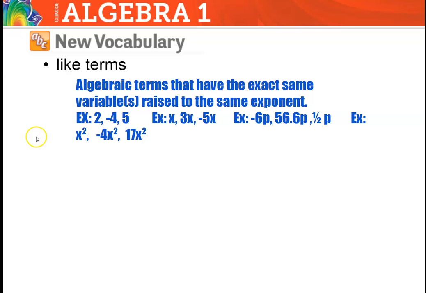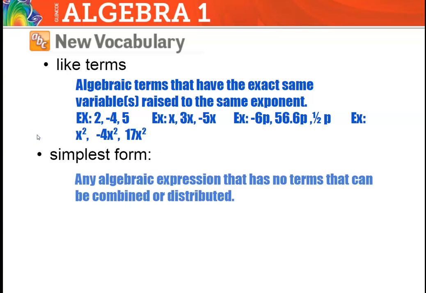Okay, our next vocabulary thing that we want to get down there is simplest form. Simplest form is simply any algebraic expression that has no terms that can be combined or distributed. So when you get an expression to its simplest form, you can't put anything else together, you can't distribute it. That's as simple as it gets. And of course, during this video, feel free at any time to go ahead and pause this video so you can finish writing your notes. That's one of the beauties of using a video.